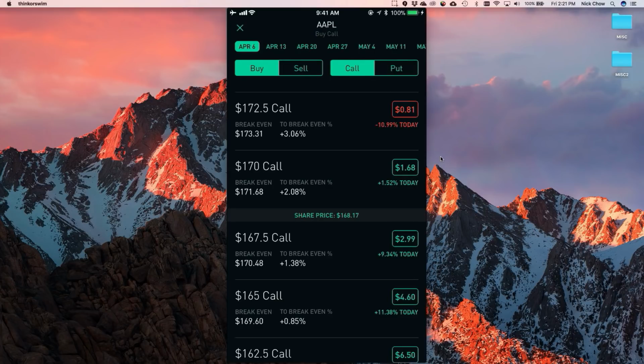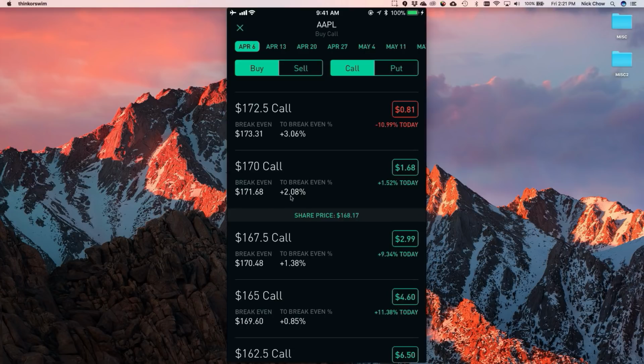And the way that this works here, you can see they're saying your break-even price is $171.68. So Robinhood is saying in order to break even in this trade, the stock price or share price has to go to 171.68. And how they get that is they're adding up the premium that you pay plus the stock price needs to be 170. So 170 plus 1.68, your break-even is 171.68. So when it says in order to break even, the stock has to move 2.08% for you to break even on this purchase.